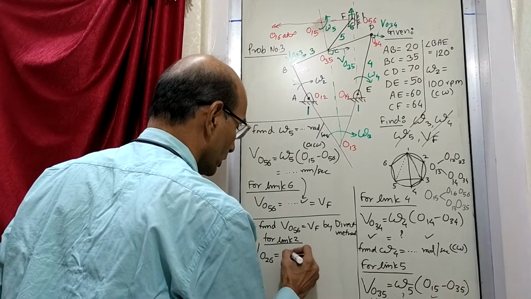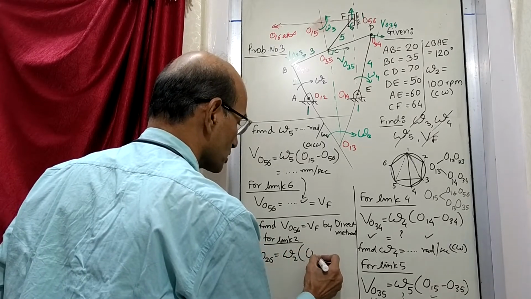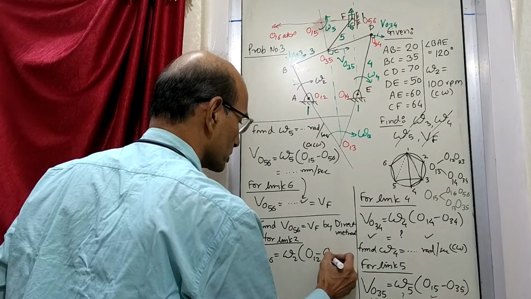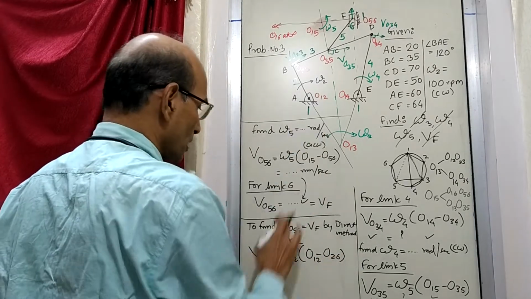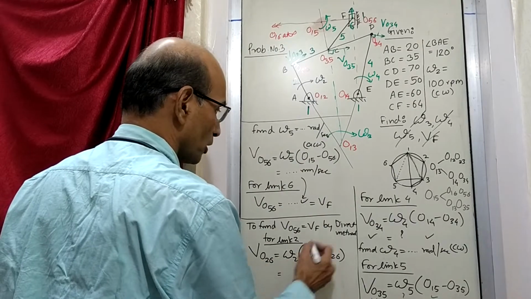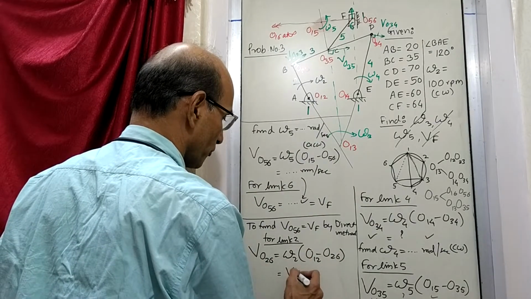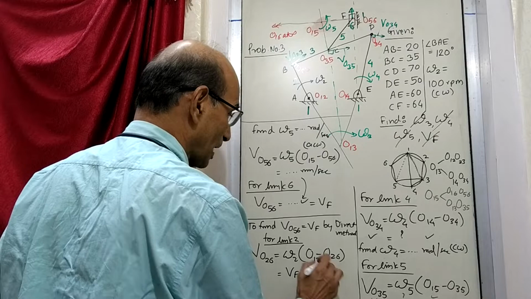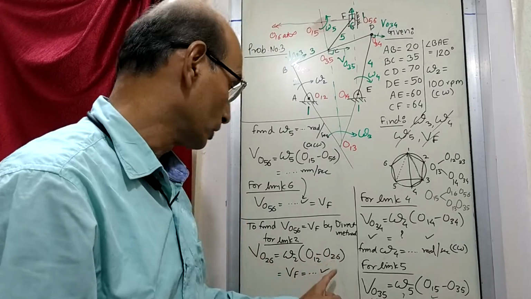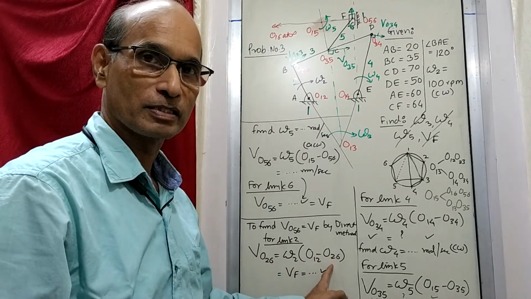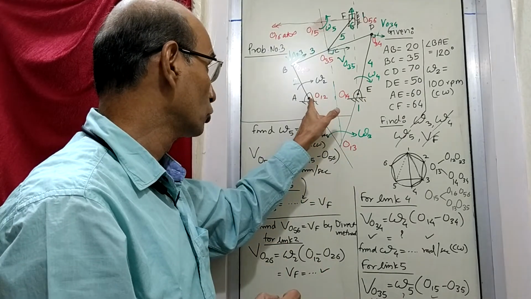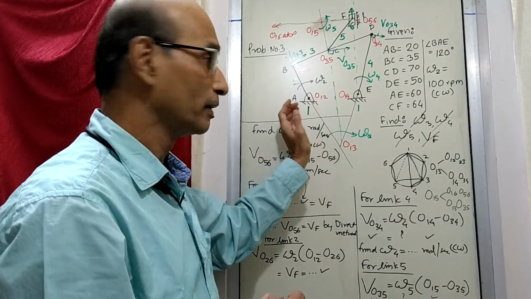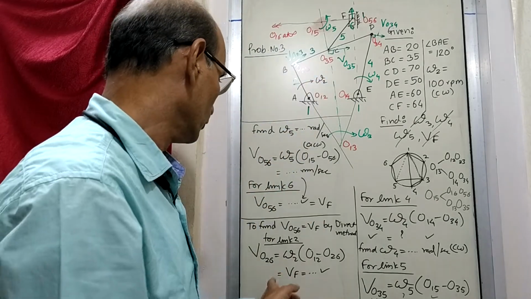ω2 times the distance from I12 to I26. If you measure this distance and multiply by ω2, you will directly get the velocity of I26, which is the velocity of F. You will get the answer, but when? You will get the answer only when you get point I26. Once you get I26, measure the distance from wherever I26 is to this point, and then multiply that by ω2, and that will give you the answer.